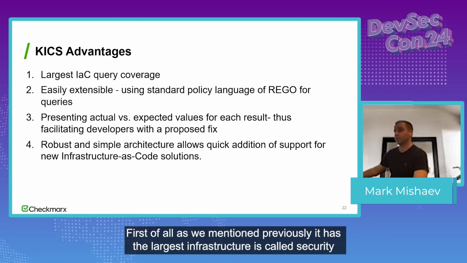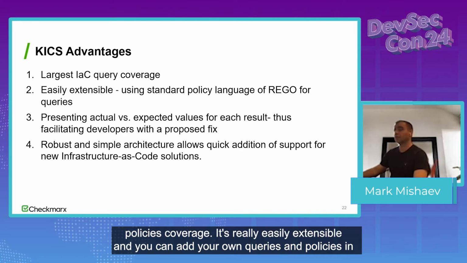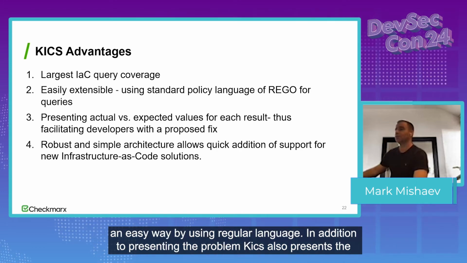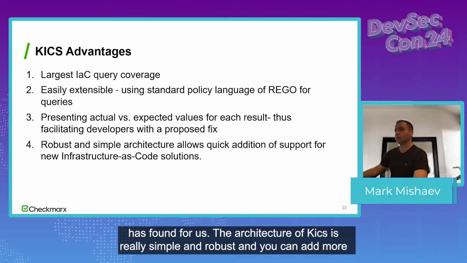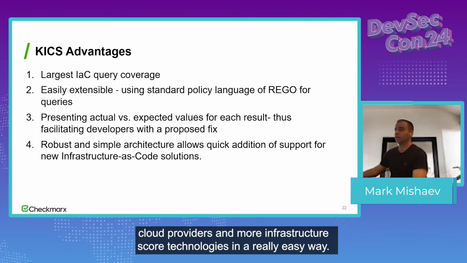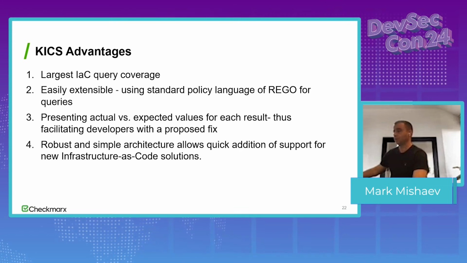First of all, as we mentioned previously, it has the largest infrastructure as code security policies coverage. It's really easily extensible, and you can add your own queries and policies in an easy way by using Rego language. In addition to presenting the problem, Kix also presents the solution, so we can learn what we need to fix in order to resolve all findings that Kix has found for us. The architecture of Kix is really simple and robust, and you can add more cloud providers and more infrastructure as code technologies in a really easy way.